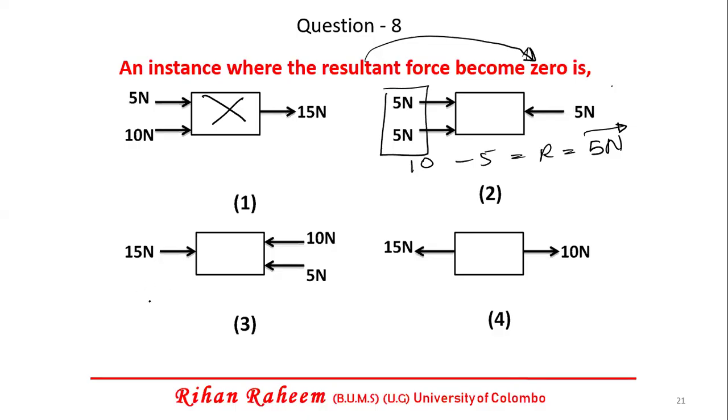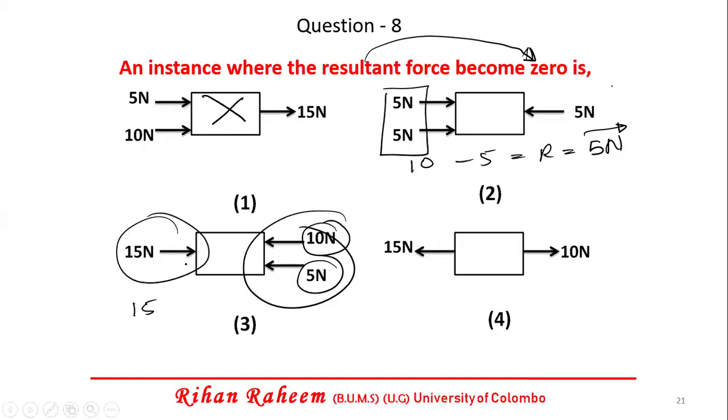See the next one, 15 Newtons towards this direction. Here 10 Newton, 10 Newton. First you can add those two. Same direction, right? 10 plus 5, 15. Then when you compare this force and this force, they are opposite in direction. Therefore, subtract, 15 minus 15. Resultant is 0. Therefore, that is the answer.